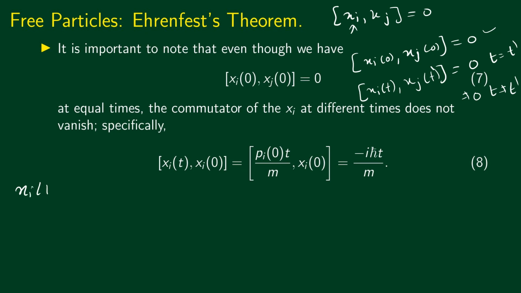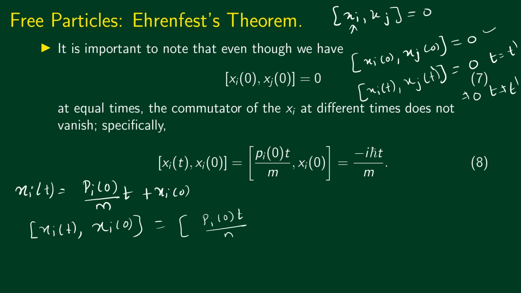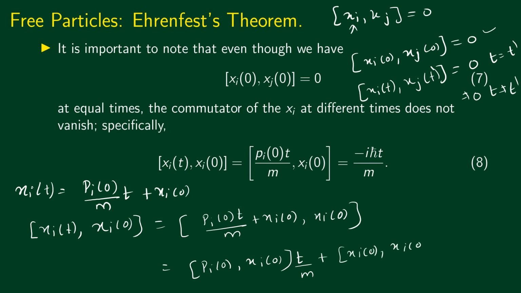We already found xi(t) is equal to pi(0) divided by m multiplied by t plus xi(0). This is the solution that we got in the previous slide. Now we can evaluate the commutator of xi(t) with xi(0). Here we are evaluating the commutator at different times. Now you can substitute for xi(t), so this becomes the commutator of pi(0)t/m plus xi(0) with xi(0). Now we can separate this. This is equal to the commutator of pi(0) with xi(0), with the t divided by m out here, plus the commutator of xi(0) with xi(0) itself. Now we know that this is equal to 0, but this thing is not equal to 0.